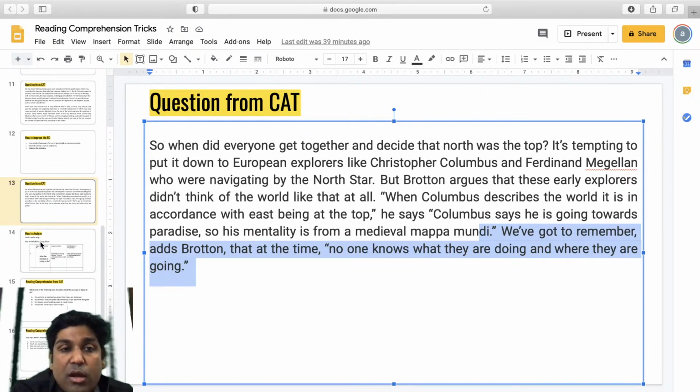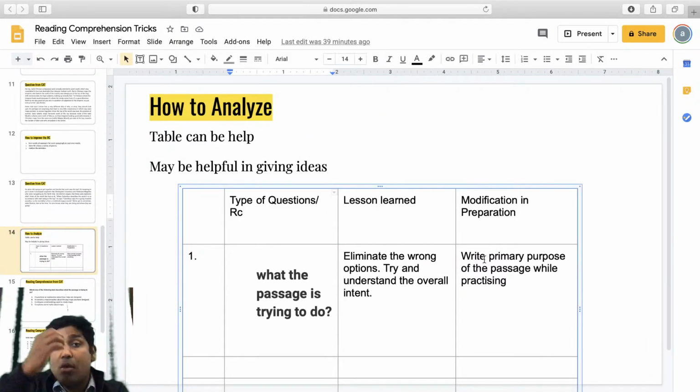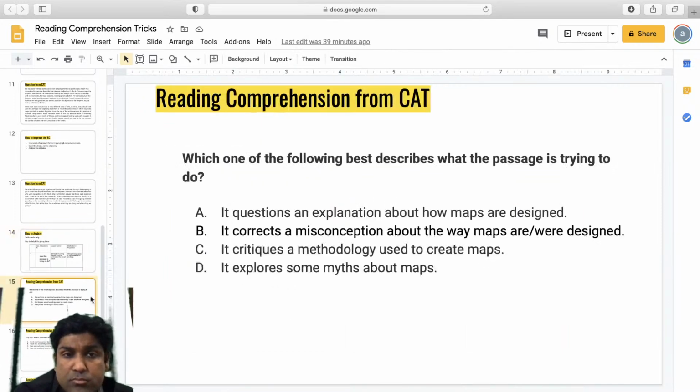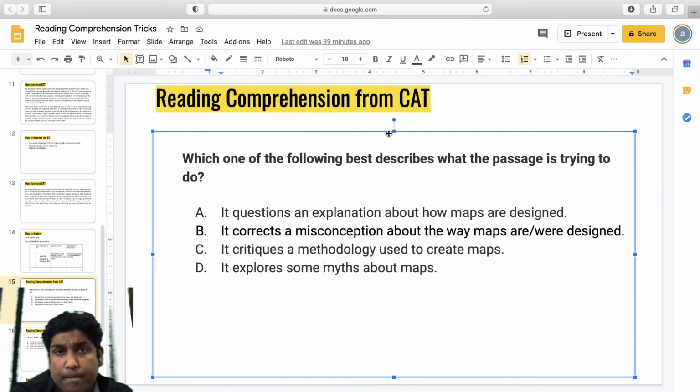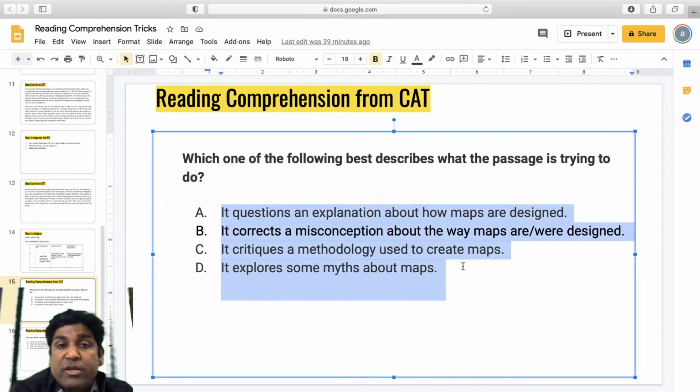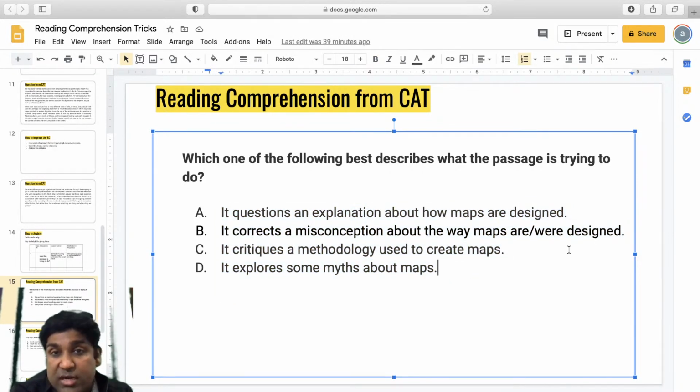Next comes how to analyze. So how do you analyze the mistakes? You analyze the mistakes by, for example, let's try and solve this question first. Which of the following best describes what the passage is trying to do? So it questions an explanation about how maps are designed. It corrects a misconception about the way maps were designed.